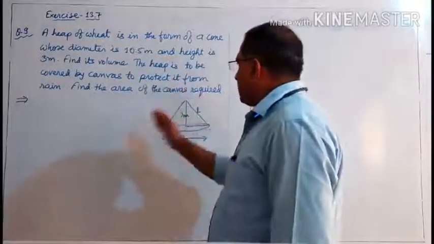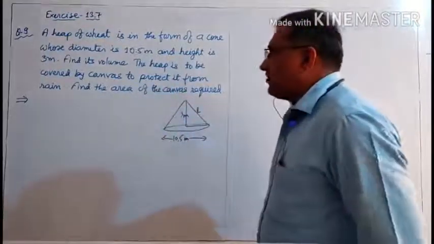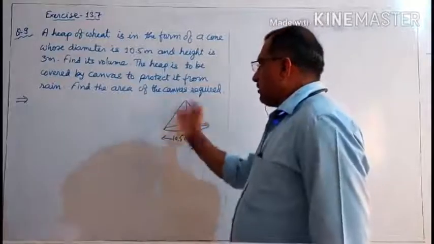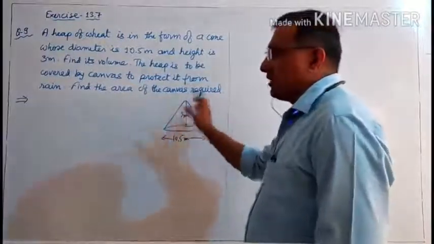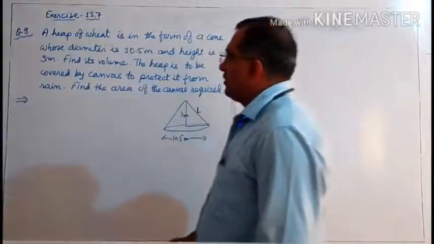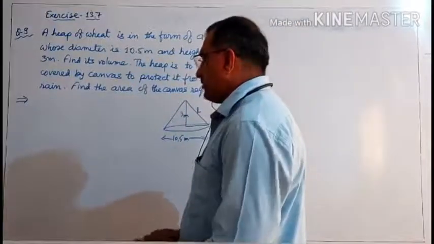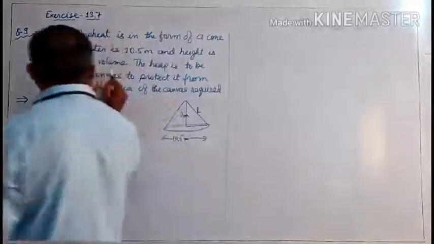Then it is covered with canvas to protect it from rain. So only the curved surface is covered, and we have to find the area of the canvas required to cover this heap of wheat in the farm. First of all, let us see what the volume is.